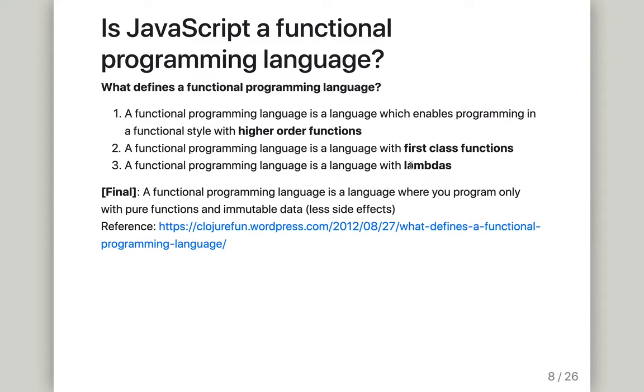Lambda is another term for understanding. Lambda is like an anonymous function which we can pass from one place to another without defining it or giving it a proper structure. So if you see the proper definition, a functional programming language is one which supports programming with pure functions, immutable data and fewer side effects. I will explain what a side effect is in the future.